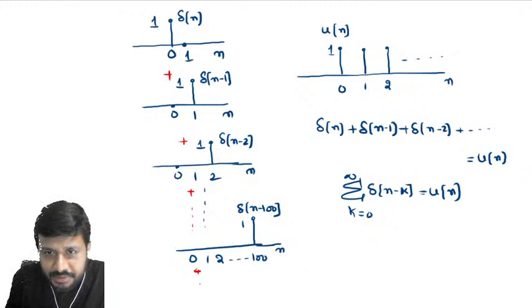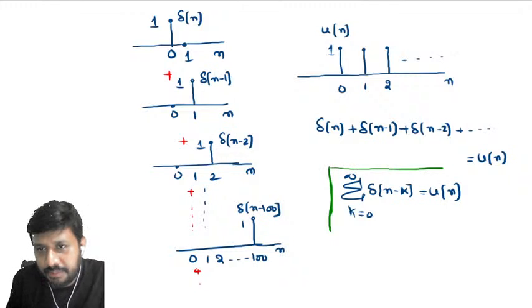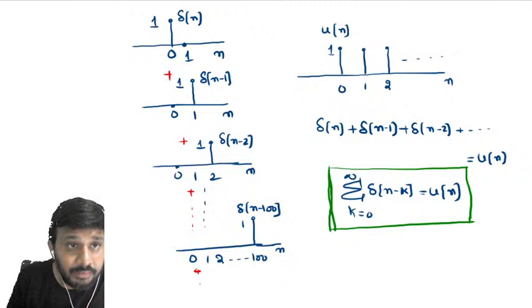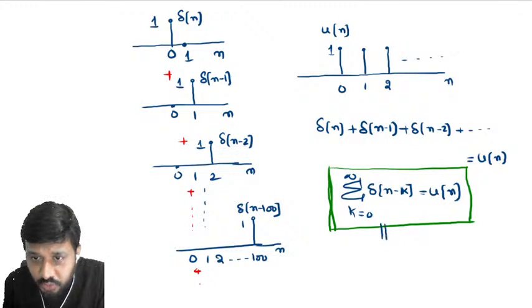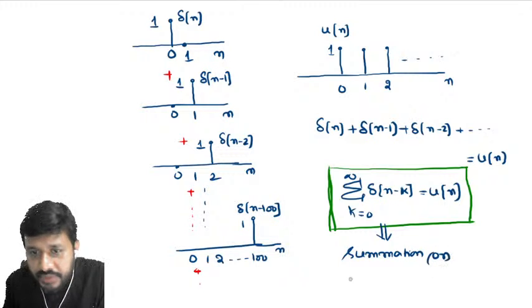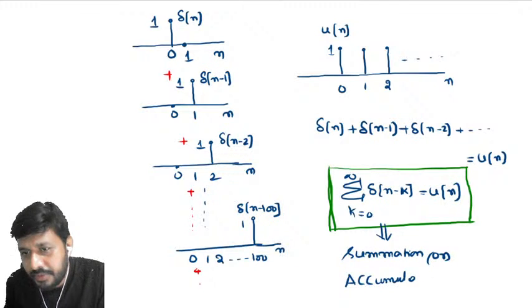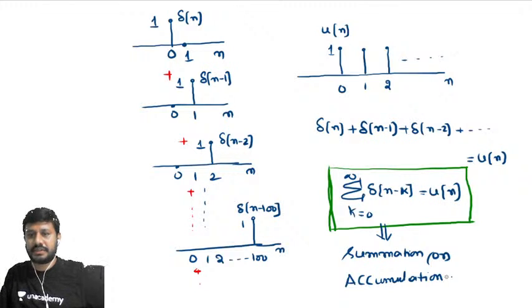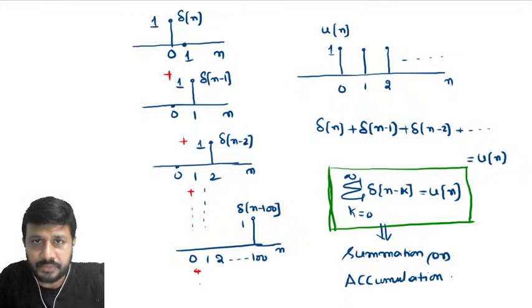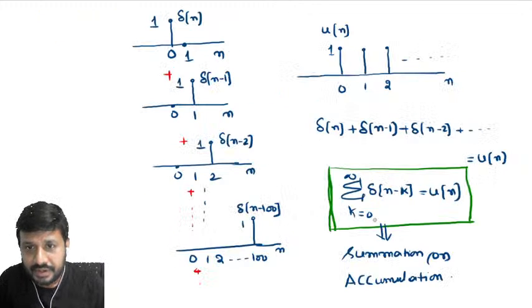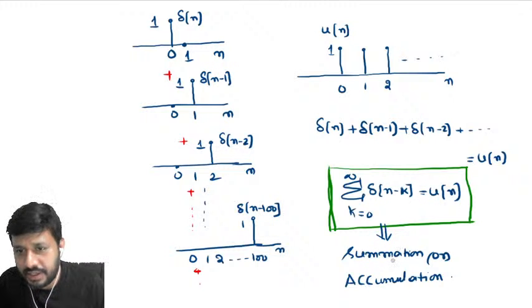So this is a second relationship that exists between discrete time unit step and discrete time unit impulse, which is known as summation or otherwise accumulation. Accumulation means what? Adding up, no? Summation or accumulation. So if anybody asks you, given u of n, how you are going to get del of n, take first difference. Given del of n, how you are going to get u of n, take summation or accumulation.